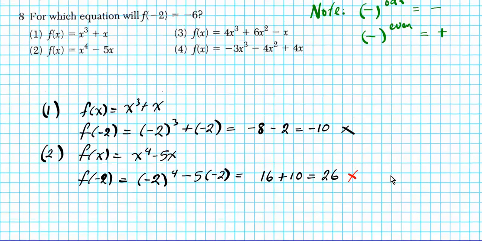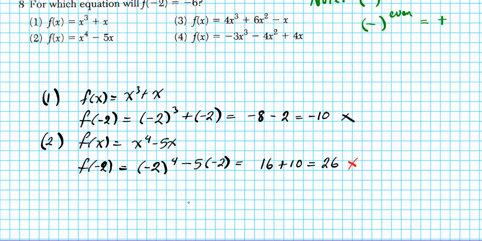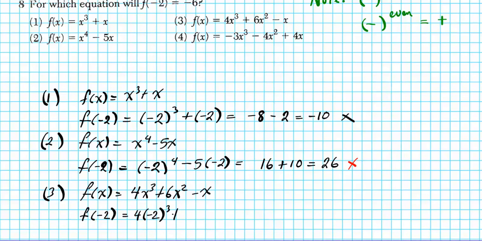Alright, so now let's take a look at option 3. For option 3, we have the function f of x equals 4x to the third plus 6x squared minus x. So you're going to plug in negative 2. That's going to give us 4 times negative 2 to the third plus 6 times negative 2 squared minus negative 2. Okay? Now we're going to use order of operations here.